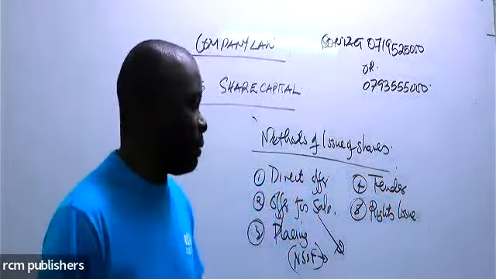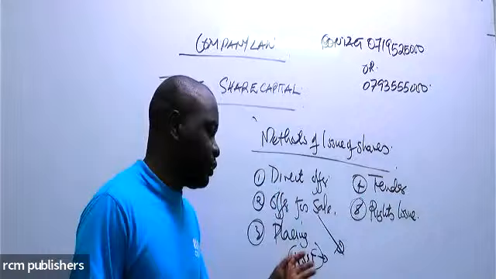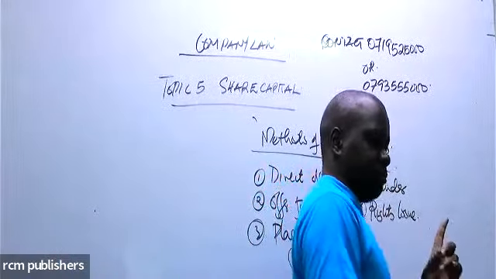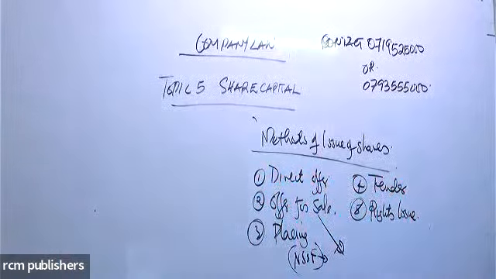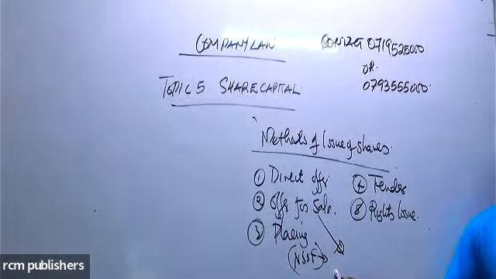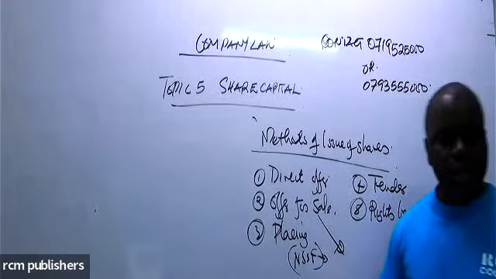So what happens under placing? They issue shares, then target investors in substantial blocks. So they convince such kinds of investors to buy the shares. Now, you can take us through rights issue.